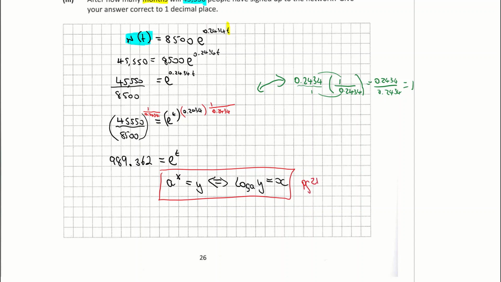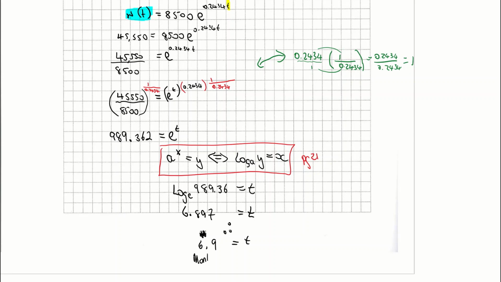And filling it in, my a is going to be e. So I have log e, so the natural log once again. So you can use your ln if you want from your calculator, that's fine. My y is going to be the 989.362 and is equal to x, and x is my power, which is time, which is t. So therefore, t is equal to 6.897 on my calculator. And the question wants it to 1 decimal place. So therefore, time is equal to 6.9 months.